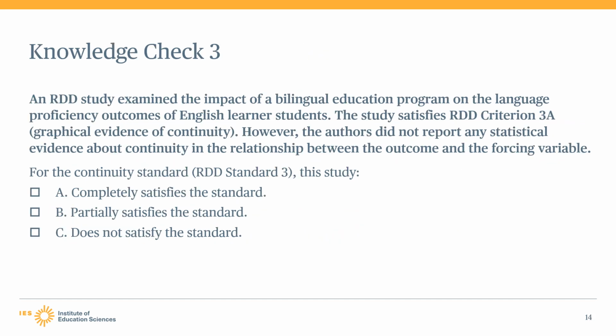Knowledge Check 3. An RDD study examined the impact of a bilingual education program on English learners' language proficiency outcomes. The study satisfies RDD Criterion 3A, graphical evidence of continuity. However, the authors did not report any statistical evidence regarding continuity in the outcome forcing variable relationship. For the continuity standard, or RDD Standard 3, does this study A. completely satisfy the standard, B. partially satisfy the standard, or C. does not satisfy the standard? You may want to pause the video now to think about your answer.